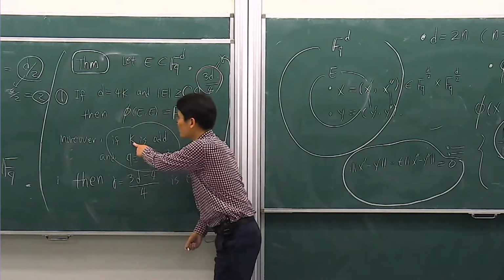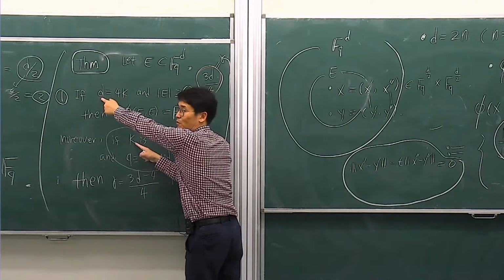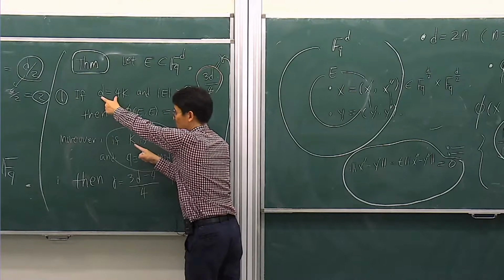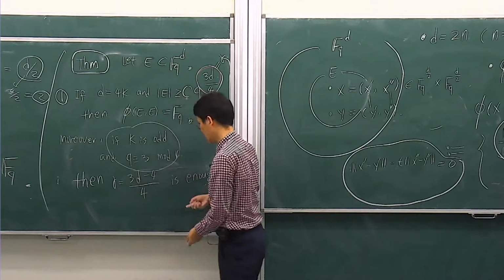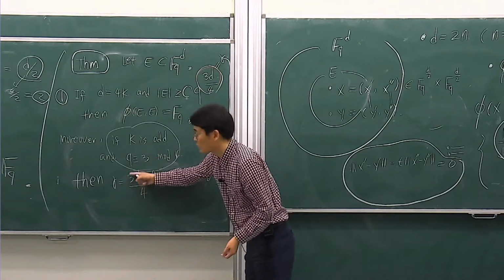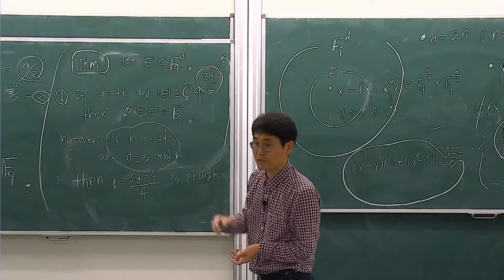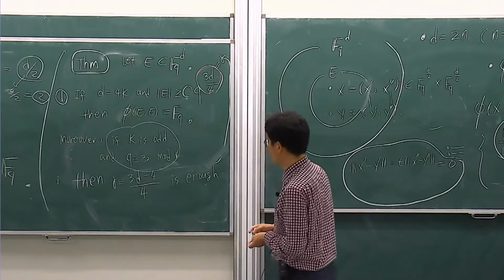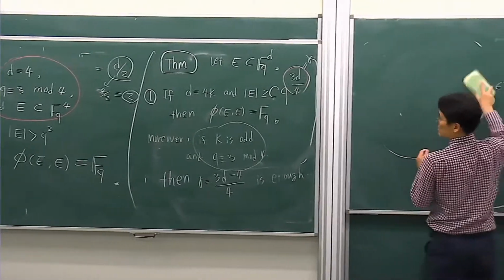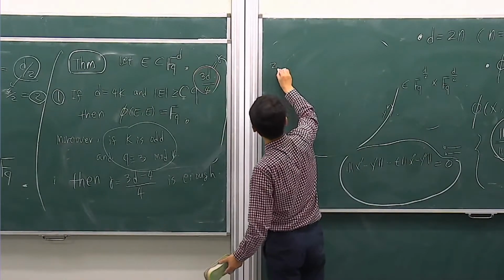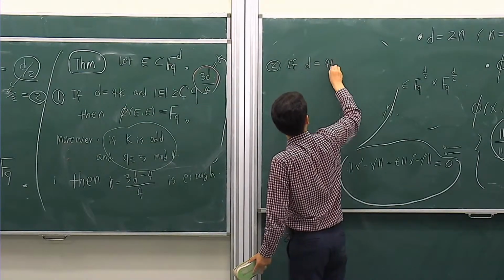For example, k equals 1. What happens? In this case d equals 4, and minus 1 is not a square, so we get that this exponent is 2. This is the previous result, and this is a more general result. How about the other case? Now another result: what if d equals 4k plus 2?